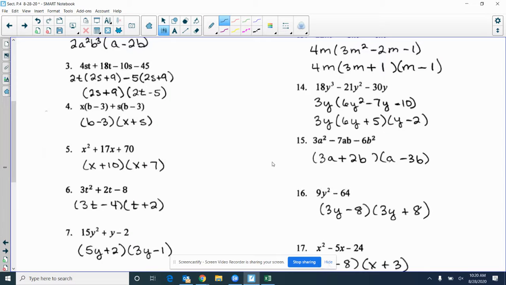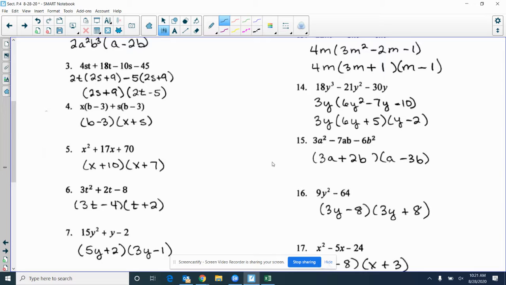3a squared minus 7ab minus 6b squared. It's been a while, so sometimes that extra variable throws you off. This is no different than if I would say 3a squared minus 7a minus 6. You just get that second variable in there. So you're going to do it exactly the same.